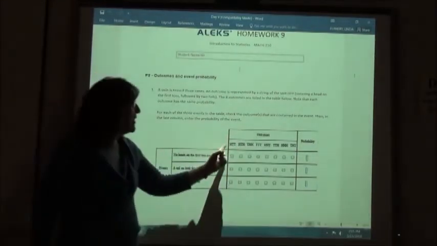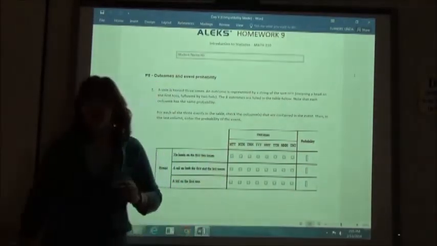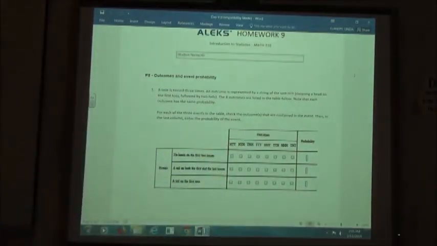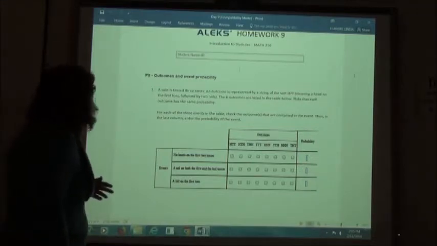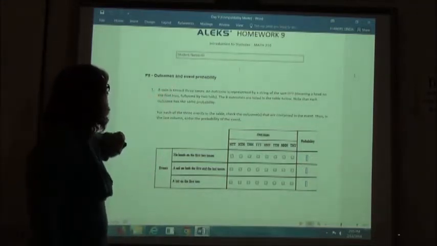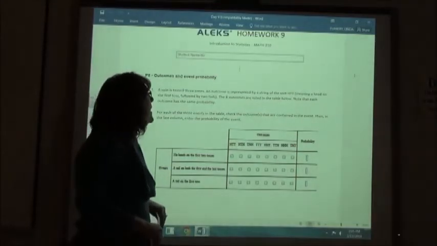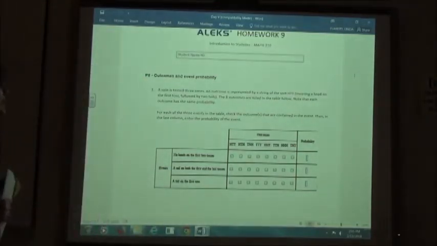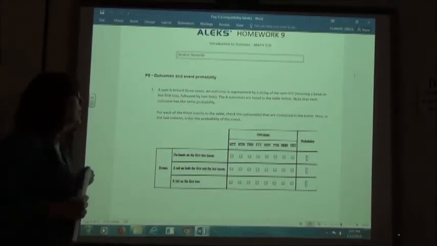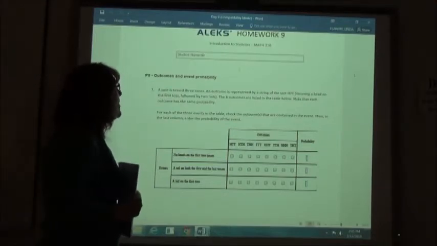Basically, they were nice and they gave you all the possible outcomes of flipping a coin 3 times. If I flip my coin, I might get a heads on the first time, might get a tails on the second time, might get a tails on the third time, however it might be. So a coin is tossed 3 times. An outcome is represented by a string of the sort HTT, means a head on the first toss followed by 2 tails. The 8 outcomes are listed in the table below.